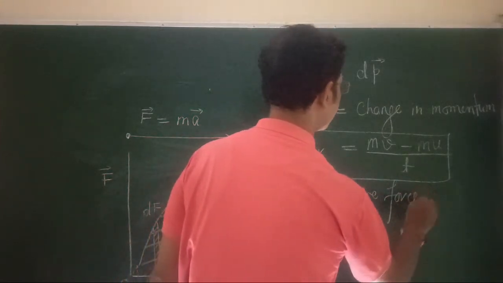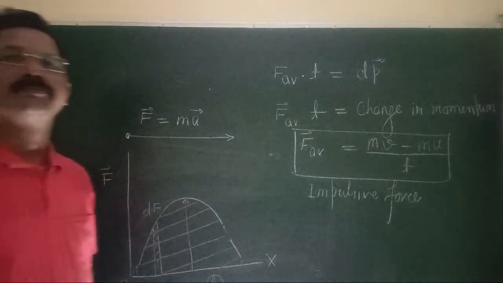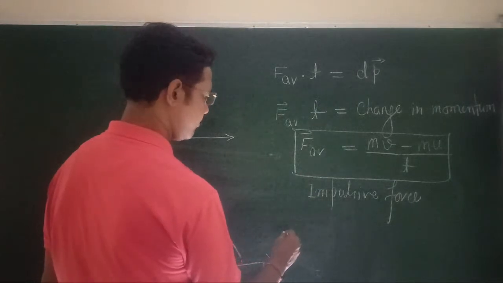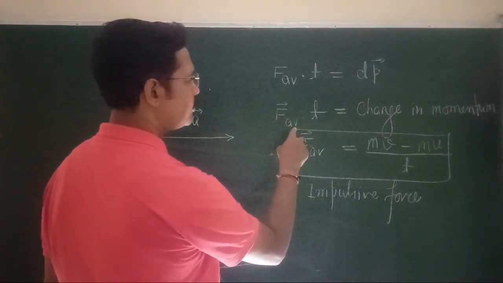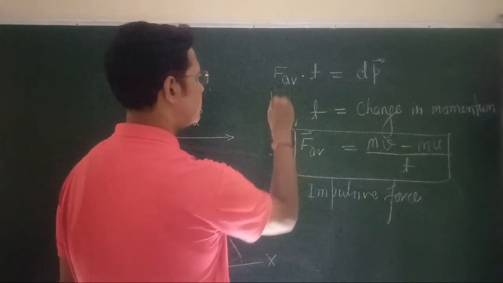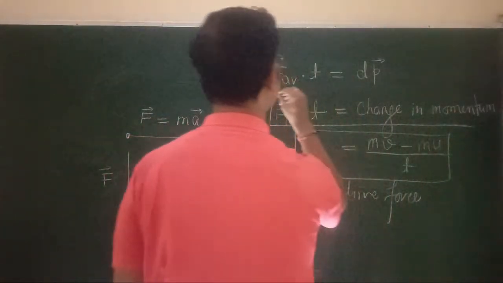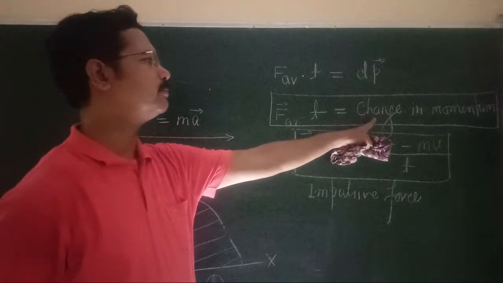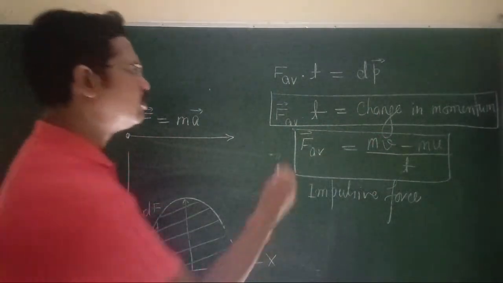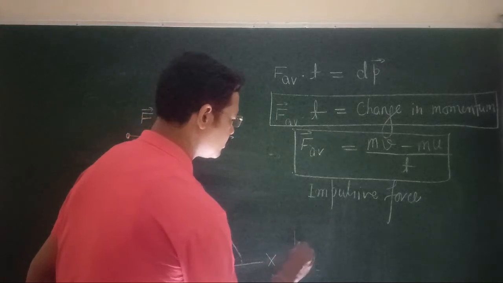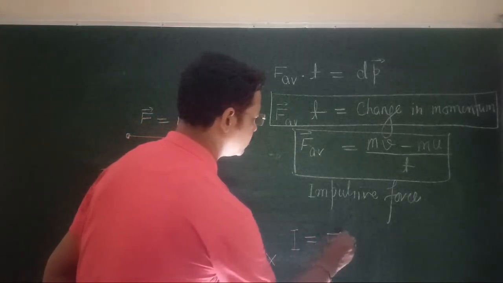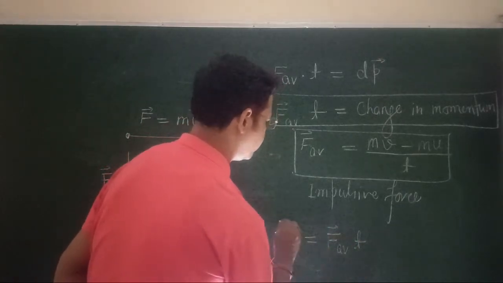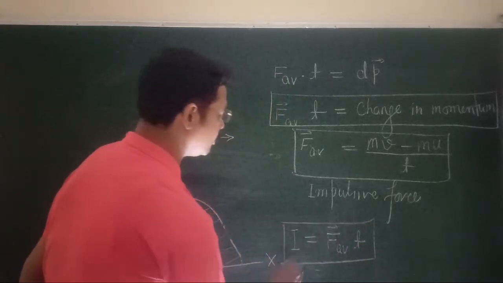Impulsive force. Correct. Again, if we write here average force into time, this is equal to what? Changing momentum. And this changing momentum, F into t, is called impulse. So impulse I is equal to average force into time. You can ask me any example of this impulse.